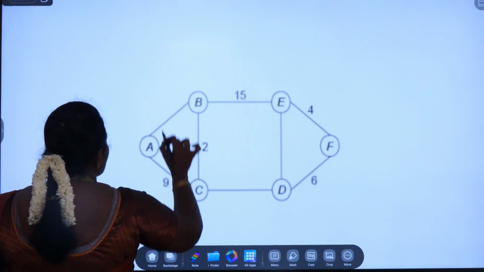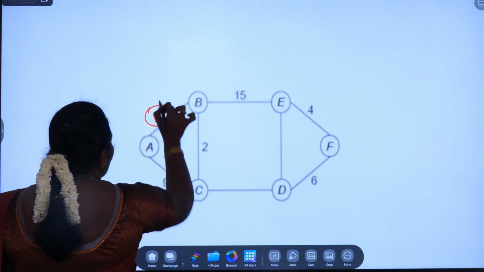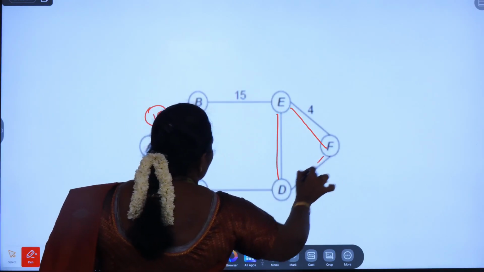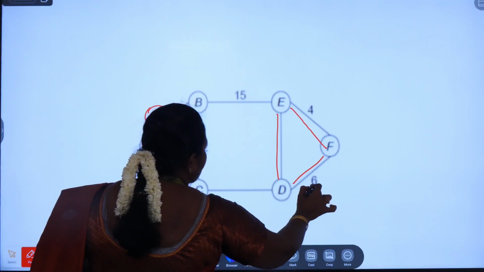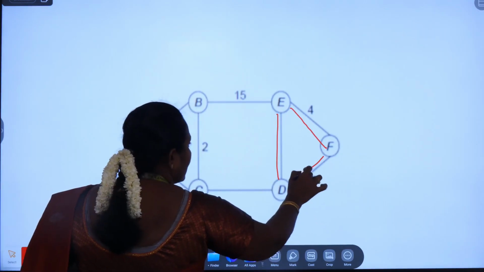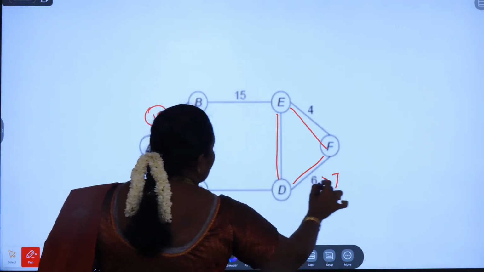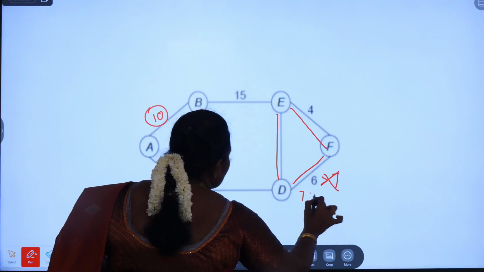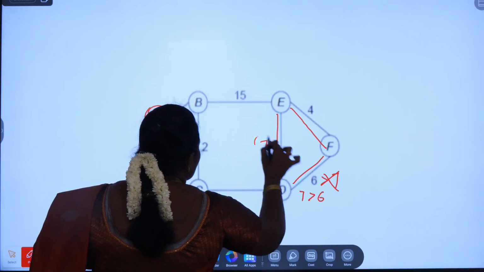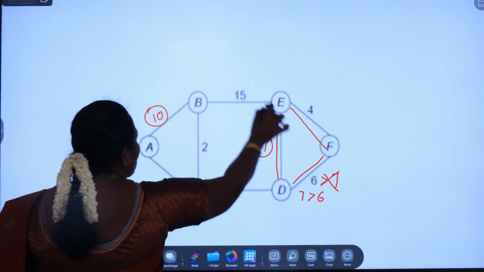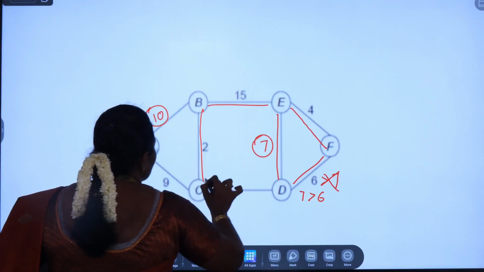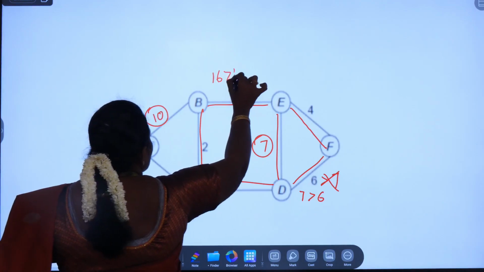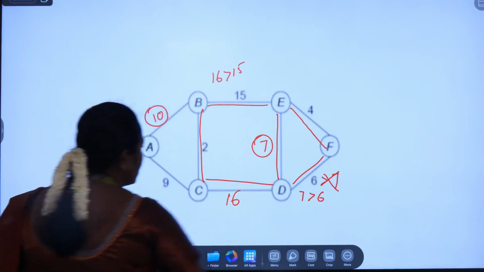So greater than this 9 is 10, which we have taken, and then we are considering this graph alone. For this, the maximum value is 6. Greater than 6 is 7. So we are considering 7 here. Next we are going to consider this part. In this, the maximum value is 15. So 16 is greater than 15. So we are taking 16 here.